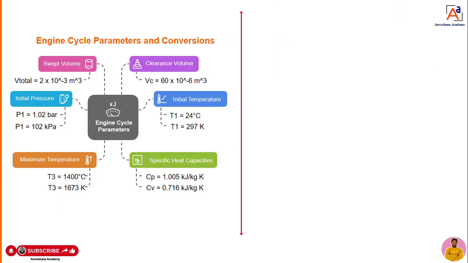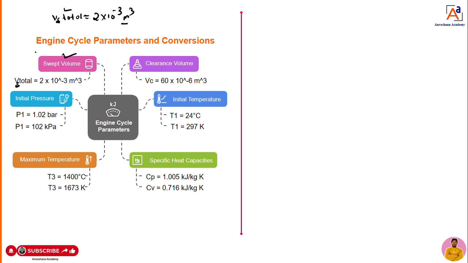So once again, quick recall: what is the swept volume he has given? He has given the total swept volume, which you can mark as VS total. Notation, students, you can take however you want. That means total swept volume. He combined the swept volume of all cylinders and has given only one swept volume. That is equal to 2 into 10 to the power of minus 3 meter cube.